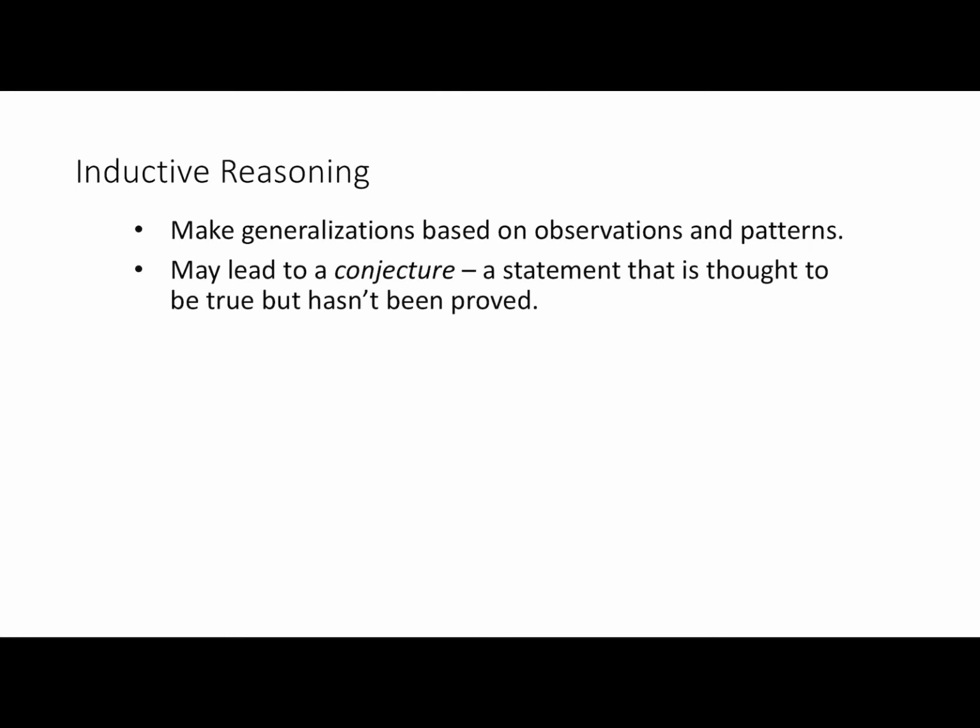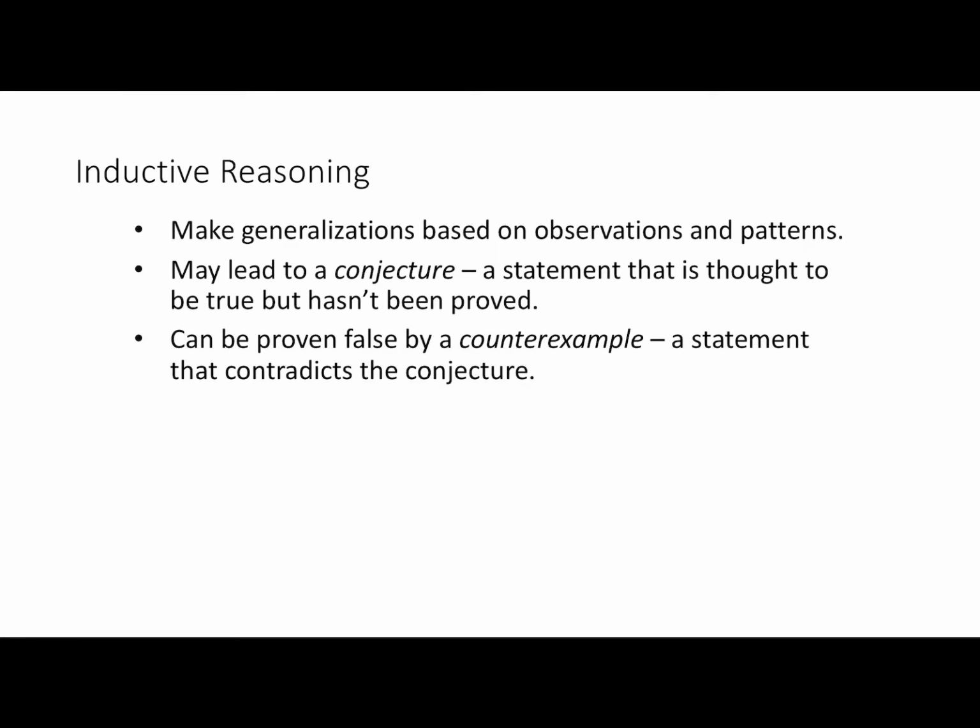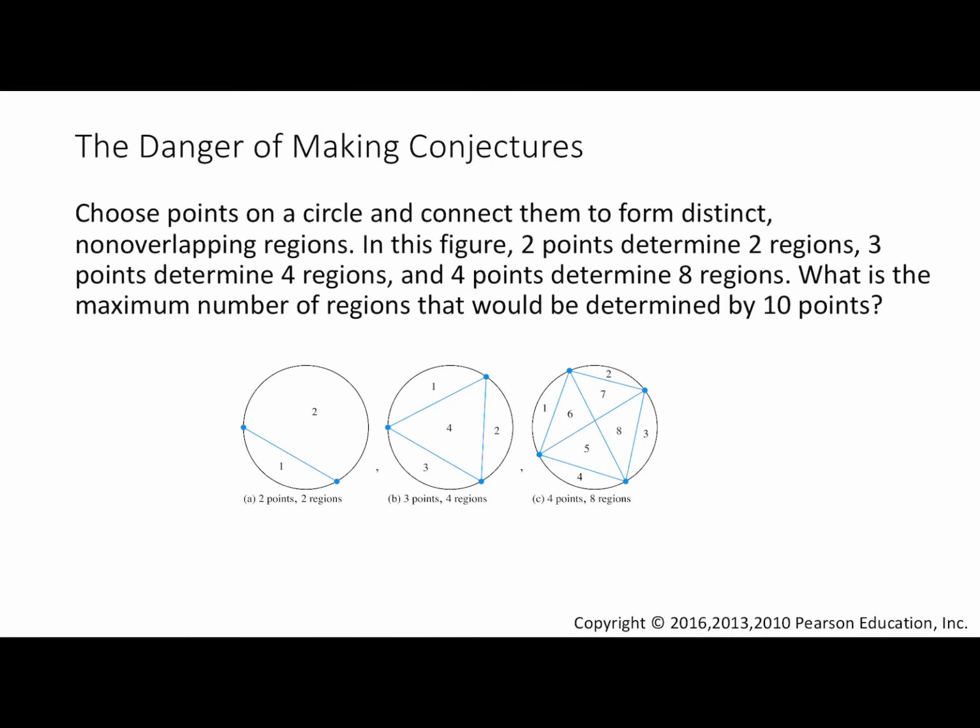All right. Okay, so we want to use something called inductive reasoning. We're going to make generalizations based on observations and patterns. This might lead us to a conjecture, which is a statement that's thought to be true but hasn't been proven. We can prove that the conjecture is false with a counterexample. That's what we did in the last example. A counterexample is just a statement that contradicts the conjecture.